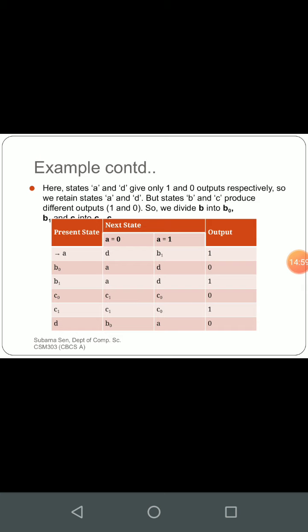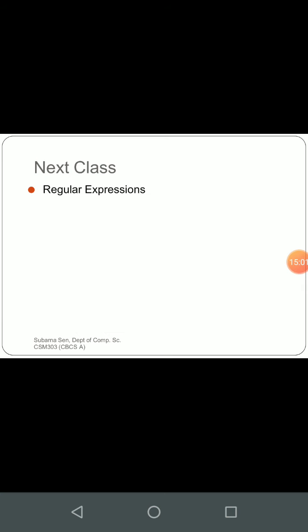Okay, fine. So this is the end of today's class. Next day we will learn regular expressions. Regular expression is a very important part, so that we can move to regular languages. And regular language is nothing but a language which our finite machine or finite automata or DFA, NFA, Moore machine, Mealy machine will generate.